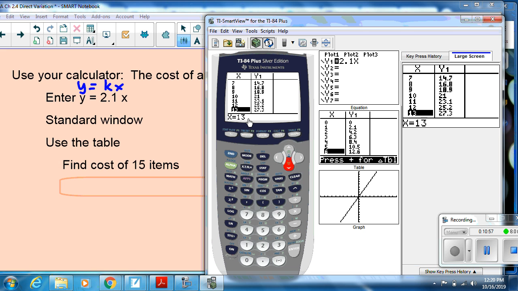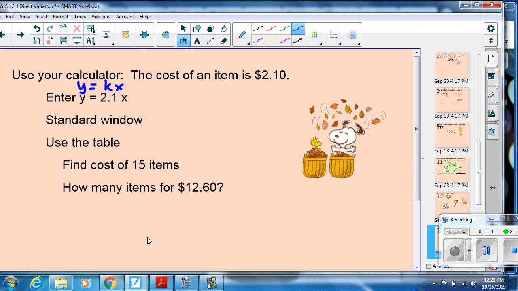I'm going to get to x is 15, and I'm going to see that my y value is 31.5, or in this case, $31.50. So that's the cost of 15 items using my table. So next though, that was $31.50. How many items for $12.60?